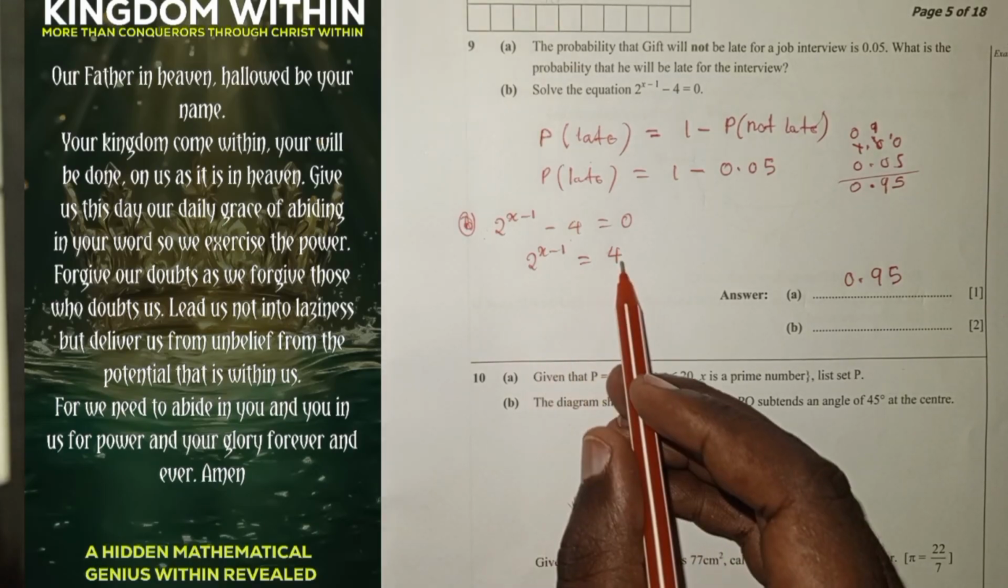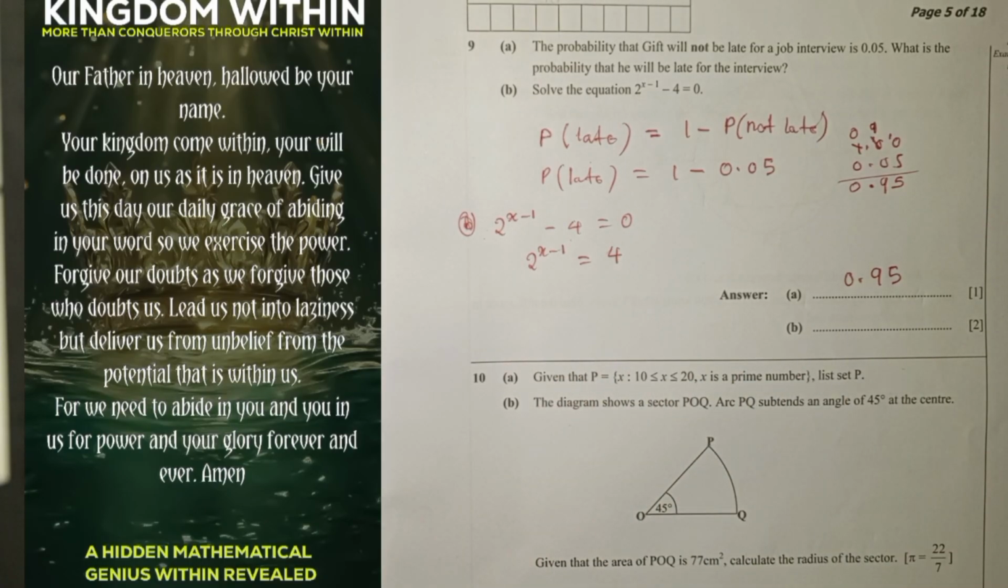Here we have 2 and there we have 4. So what number can be common? I think it is possible to make 4 to have a base of 2. We know that 2 multiplied by 2 we can get a 4. So where there is 4, we are going to put 2 to the power 2.